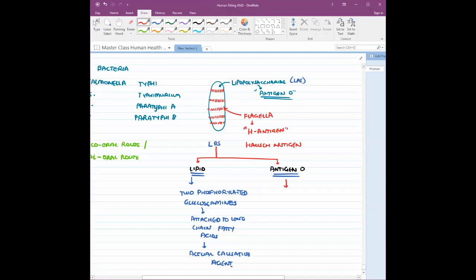But now when we talk about this antigen O, guys, what is the job of this antigen O? This is the one which prevents the immune system from recognizing that there is a foreign body which has entered into the system. So it prevents the immune system from recognizing the germ.